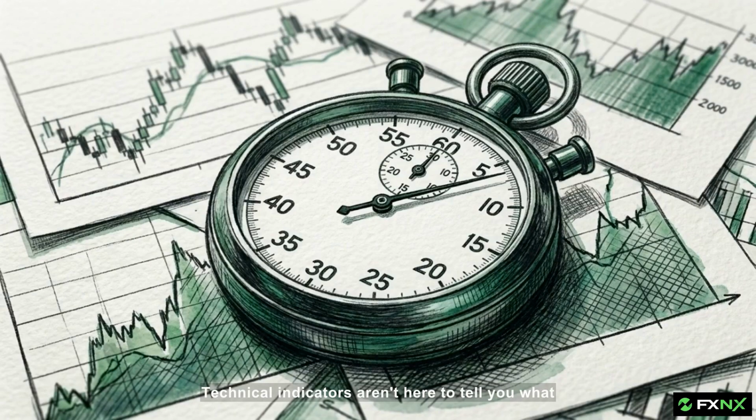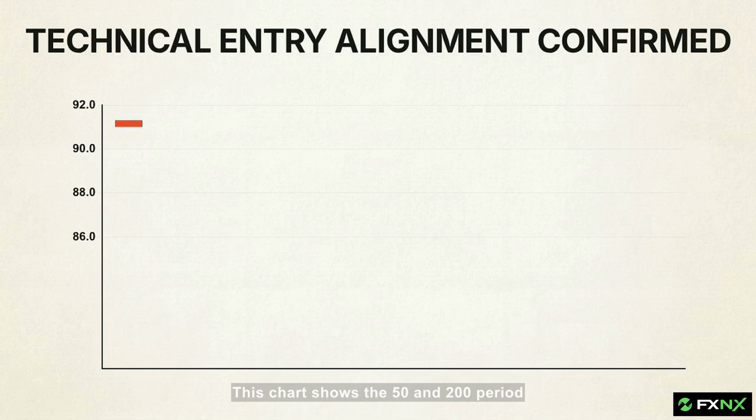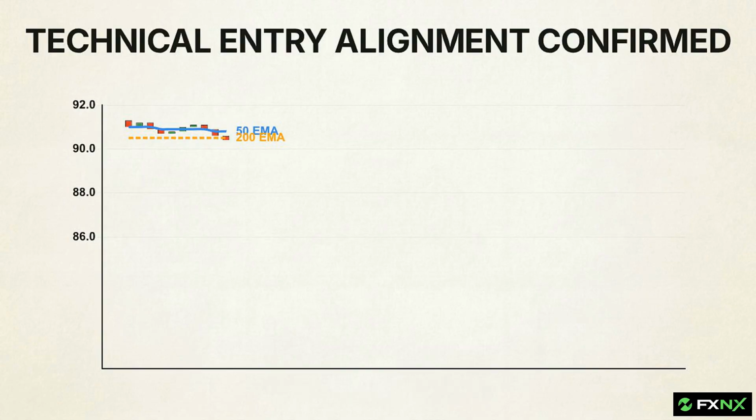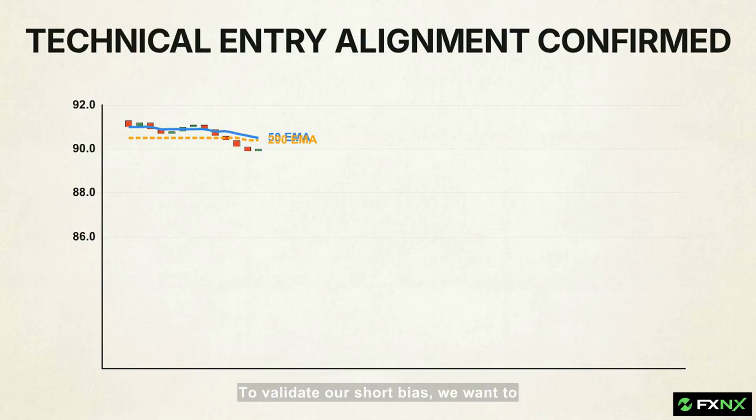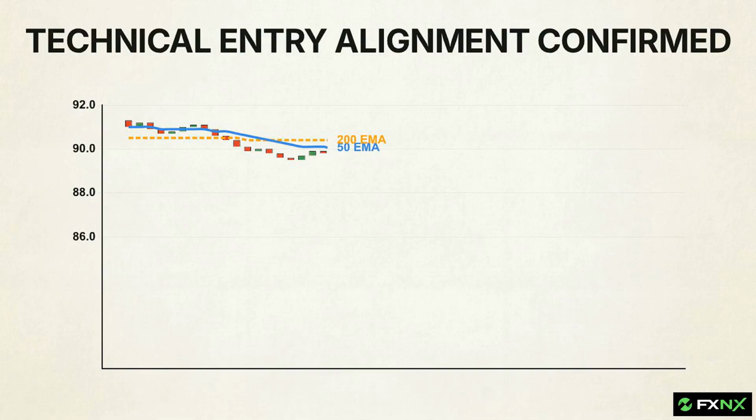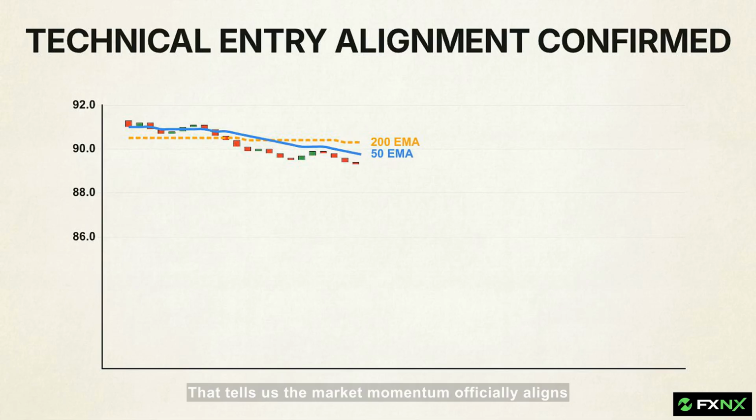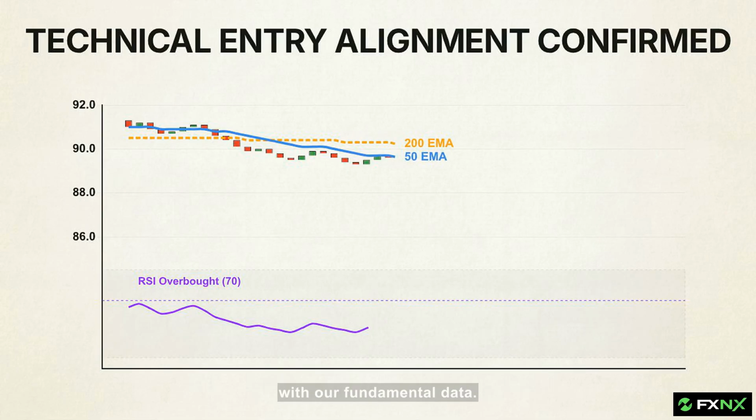Technical indicators aren't here to tell you what direction to trade. They are here exclusively to time your entry. This chart shows the 50 and 200 period exponential moving averages. These lines smooth out price action over time to confirm the broader trend. To validate our short bias, we want to see the current price drop completely below both of these moving averages. That tells us the market momentum officially aligns with our fundamental data.